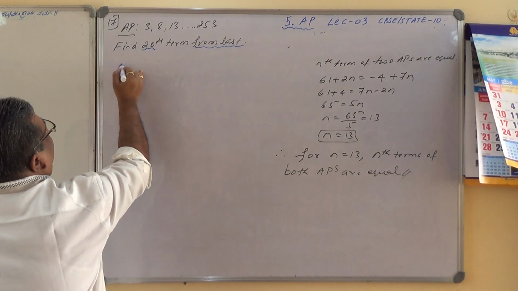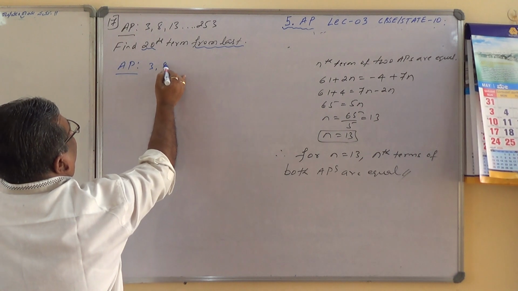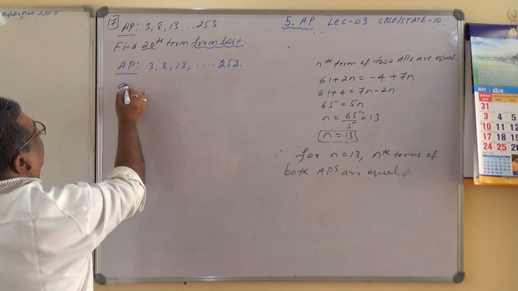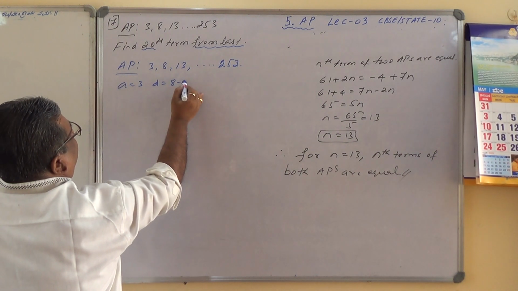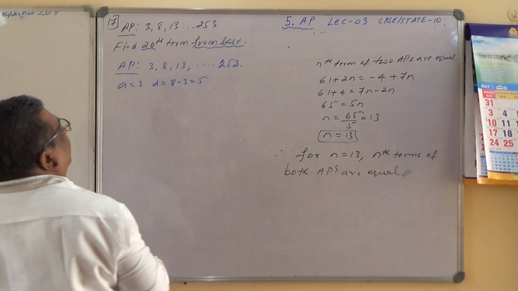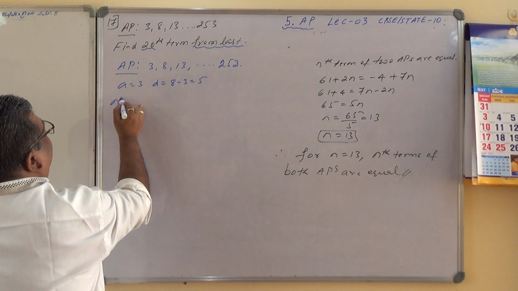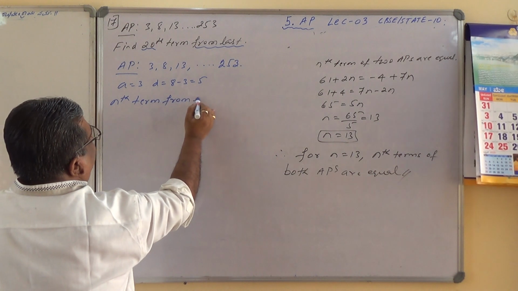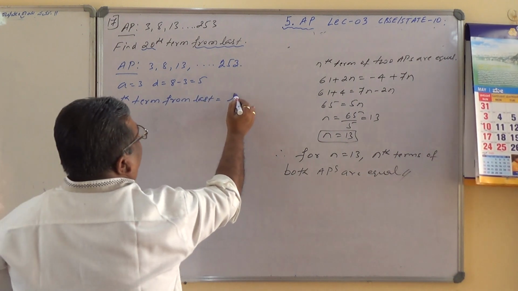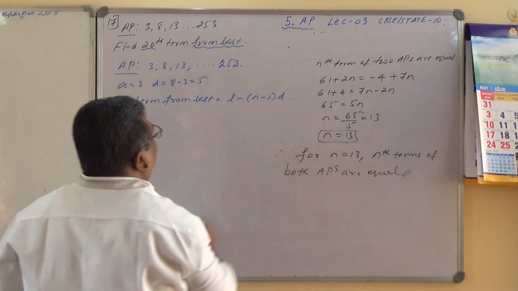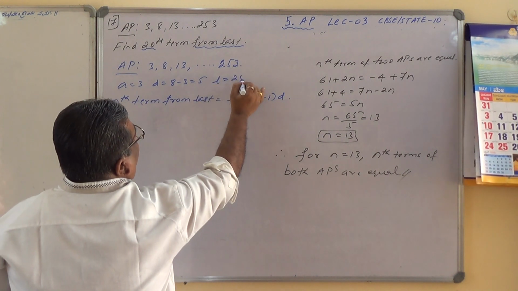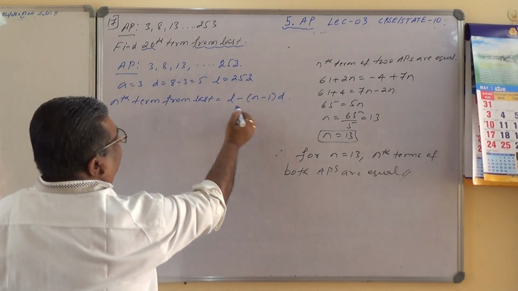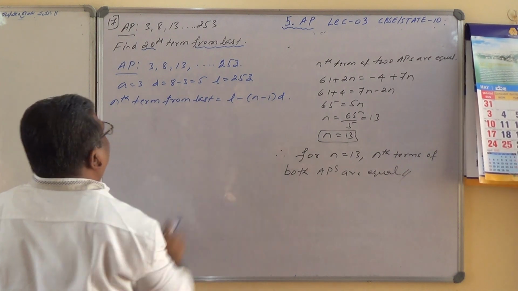Solution: the AP given to us is 3, 8, 13, up to 253. A equals 3, D equals 8 minus 3, which is 5. The nth term from the end equals L minus (n minus 1) times D. L I will write as 253. This is without reversing; simply use the formula. The formula for the nth term from the end is this.